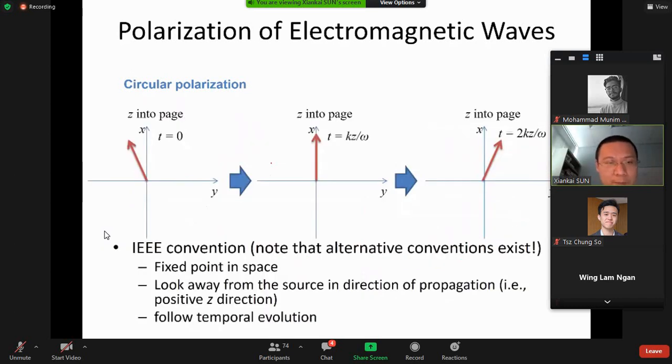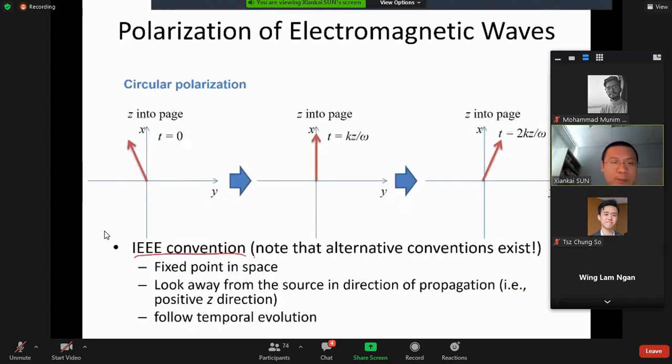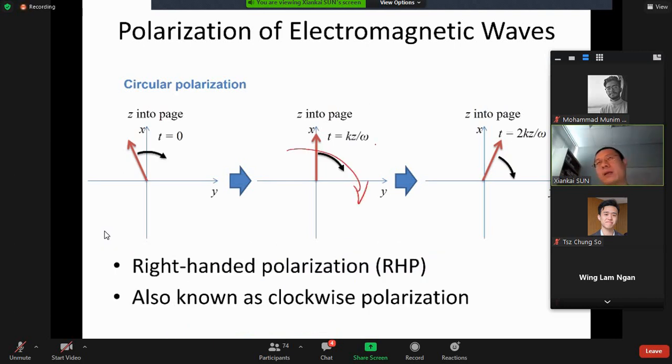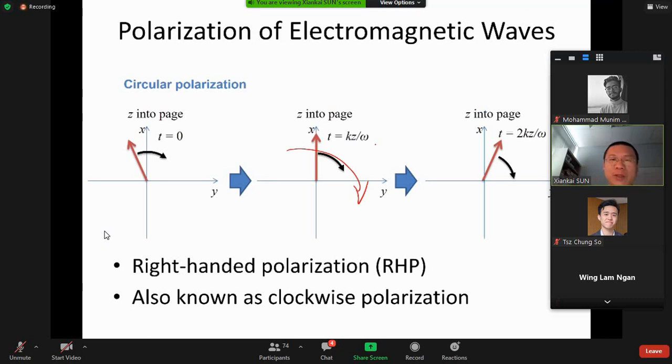All right. By this IEEE convention, you fix a point in space and look away from the source in the direction of propagation, and then you follow the temporal evolution. You're going to find out the electric field is actually moving clockwise. So in this way, you can tell that this clockwise rotation forms a right-hand relationship with the propagation direction. So it's called right-hand polarization.